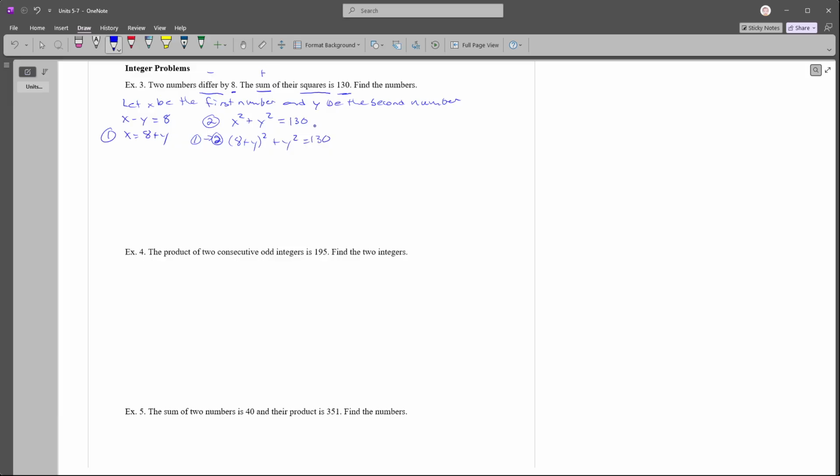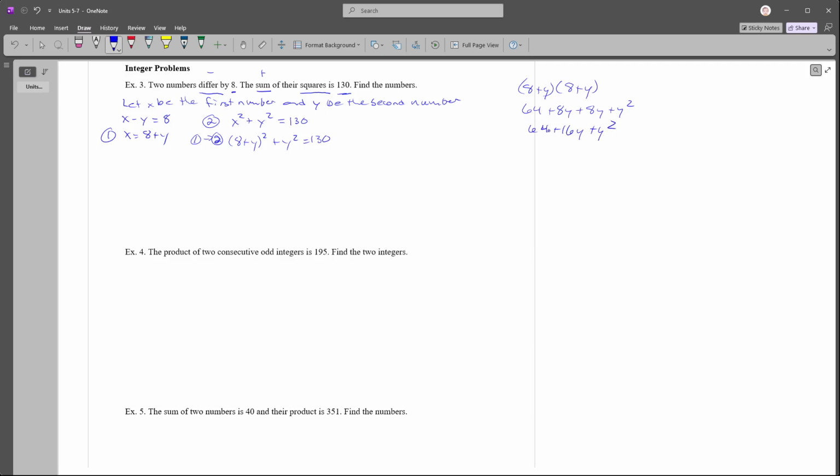Yes, you have to do the work. You have to multiply it out. So what is 8 plus y squared? You can do it on the spot, but for stuff like this I like to do it on the side and then bring it in here. I know that 8 plus y squared is the same as 8 plus y times 8 plus y. So I multiply that through. 8 times 8 is 64. 8 times y is 8y. y times 8 is 8y. And y times y is y squared. So I can simplify that into 64 plus 16y plus y squared.